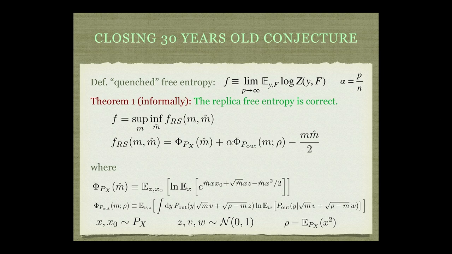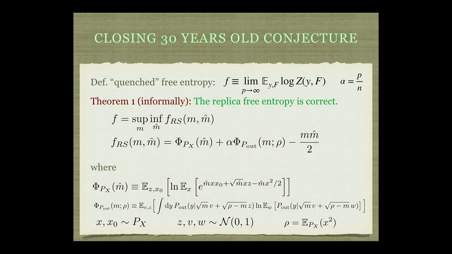Stated more formally, we can define what we call the free entropy of this posterior, which is just the expectation of the logarithm of the normalization in that posterior, and that concentrates around a supremum of infimum of a function that depends on two scalar parameters, m and m hat. And this is how it is defined. The precise form of these equations is not very instructive. But what we gained here is that we reduced a p-dimensional problem, where p was large, into evaluating a function of two scalar variables.